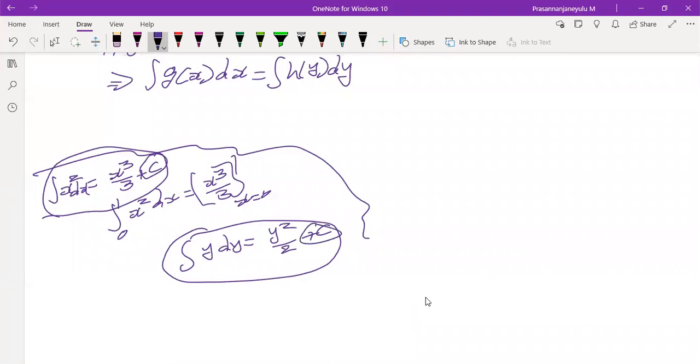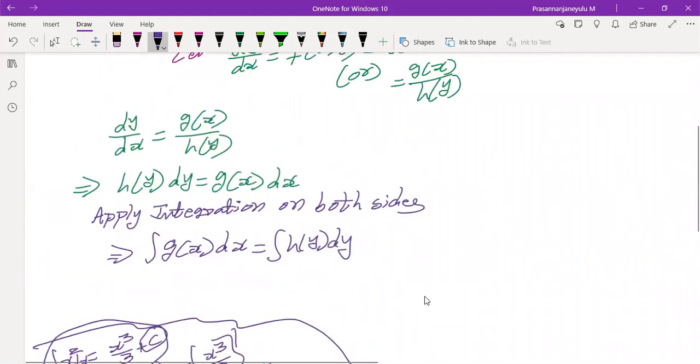Forget about the c whenever they are not providing limits. But please remember, this is a very, very important point. Whenever we apply integration on both sides of an equation, we will get only one arbitrary constant. Integration of g of x into dx. When we apply integration on both sides to any equation anywhere in differential equations, then you are getting integration.